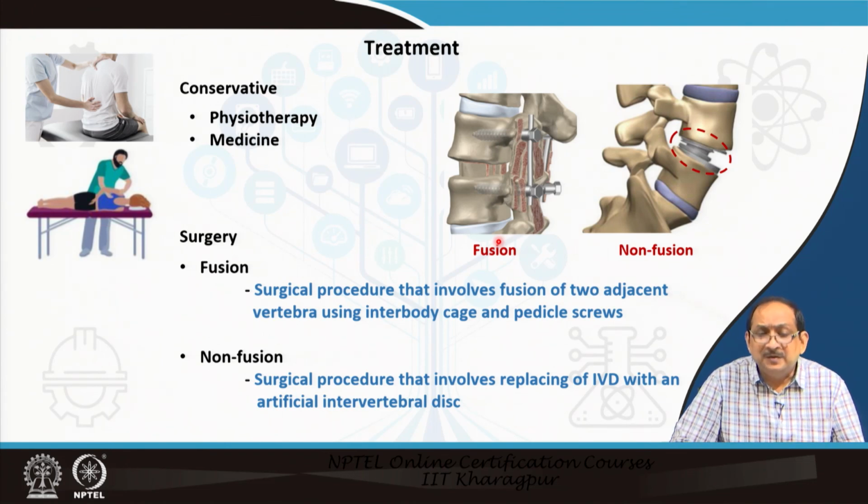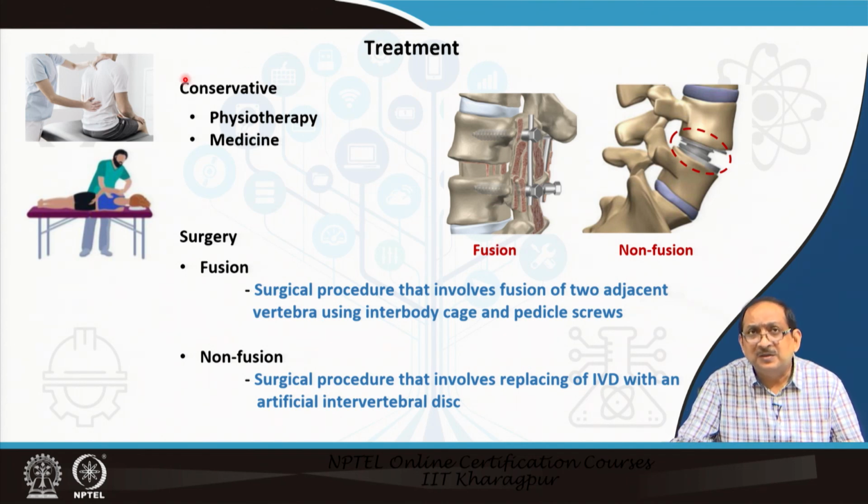The treatments can be of two types for the disc degenerative diseases. The first type is the conservative type of treatment, which includes physiotherapy and medicine, a combination of physiotherapy and medicine. But there is also a surgical treatment. There are two types of surgical procedure. One is the fusion, another is the non-fusion, as shown in the figure as well.